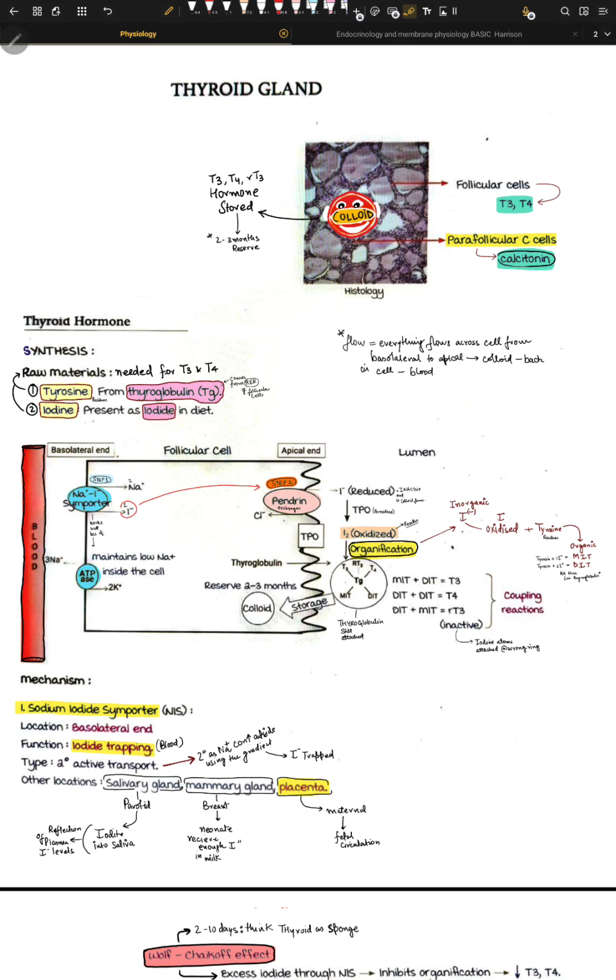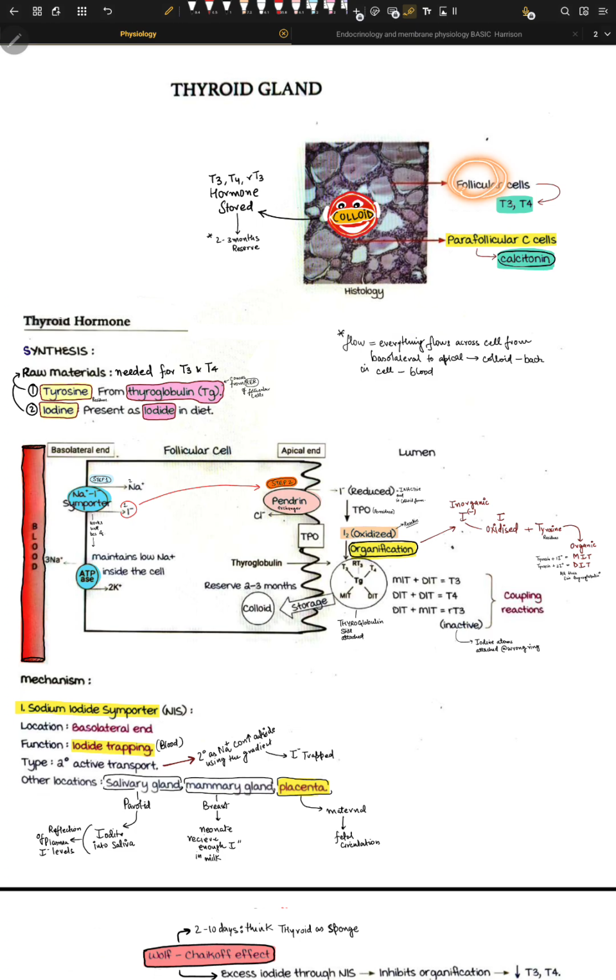A lot of brands put out advertisements that their salt has iodine in it. Usually you cannot have iodine; you need to have iodide in the diet. So iodide comes inside your body via the diet, and you also need something called tyrosine residues. You can make your own tyrosine residues from the RER, the rough endoplasmic reticulum, that is present in your follicular cells.